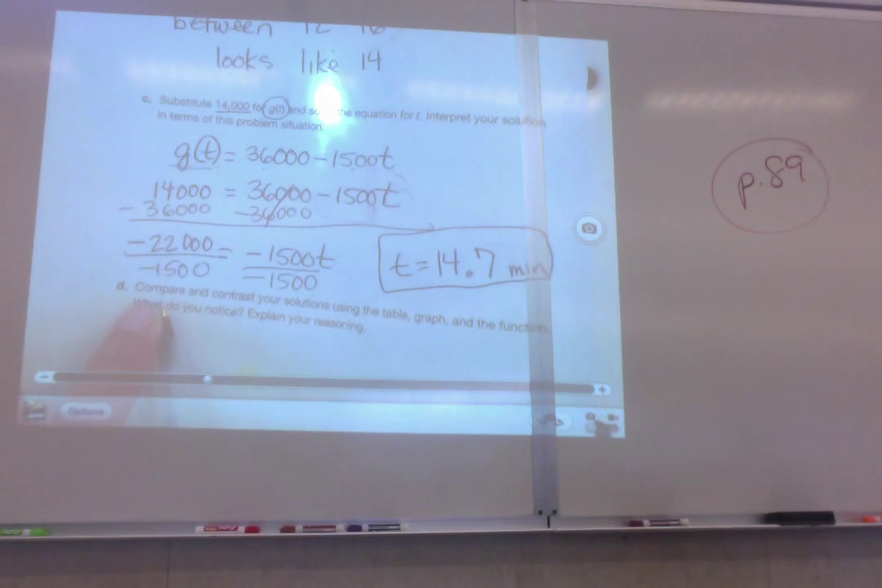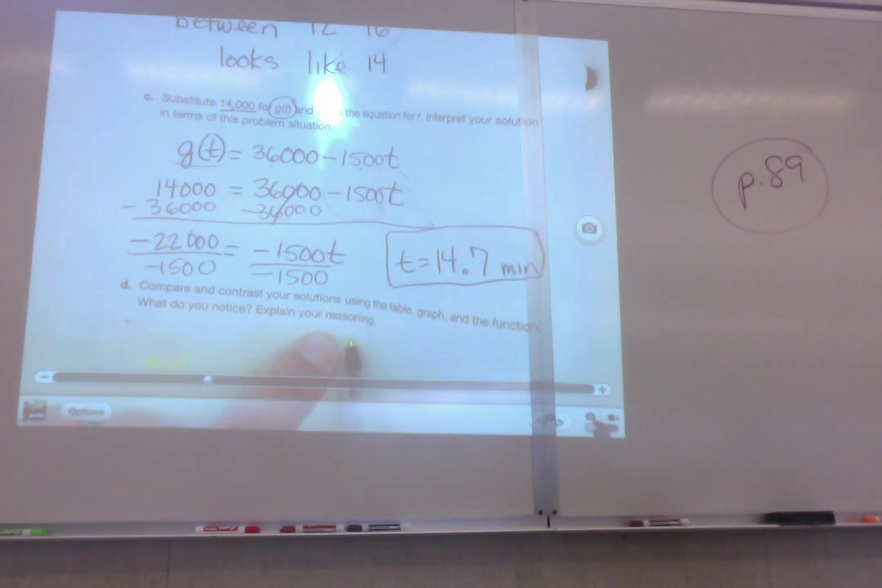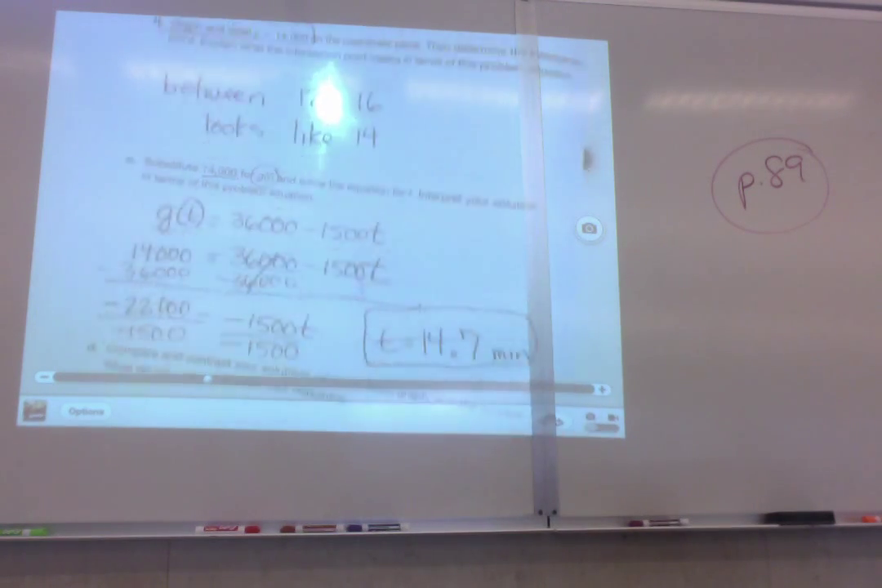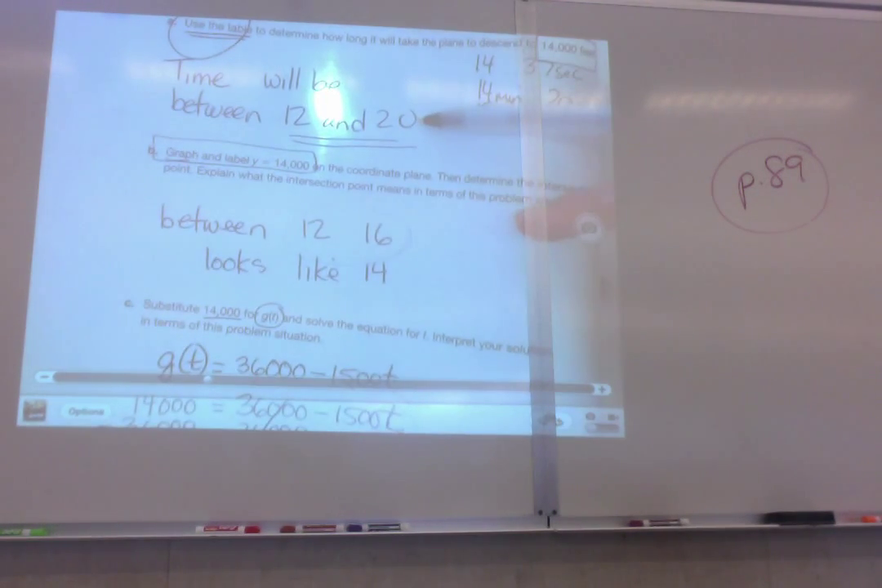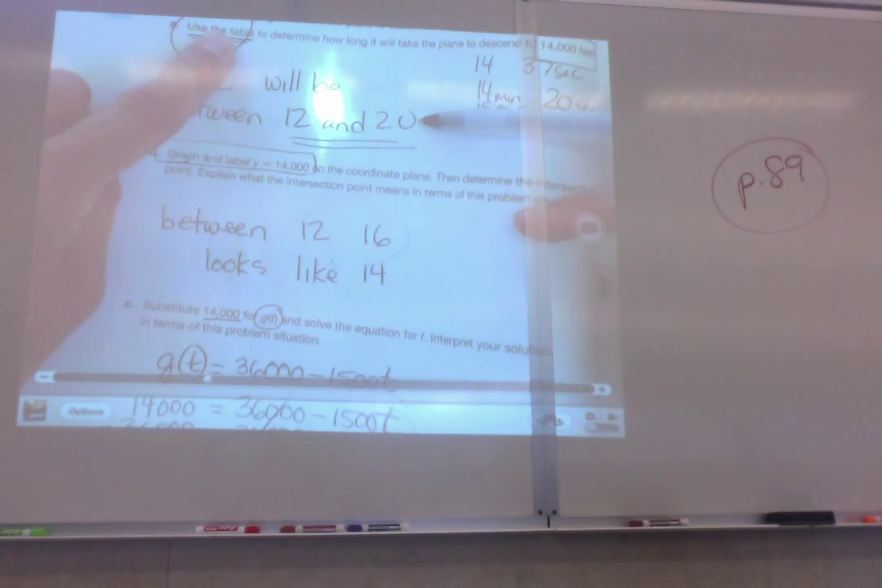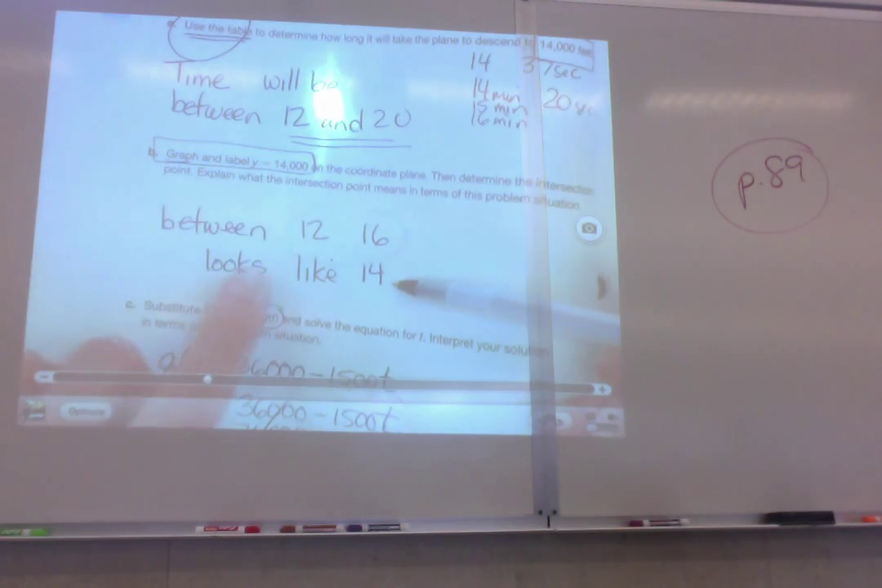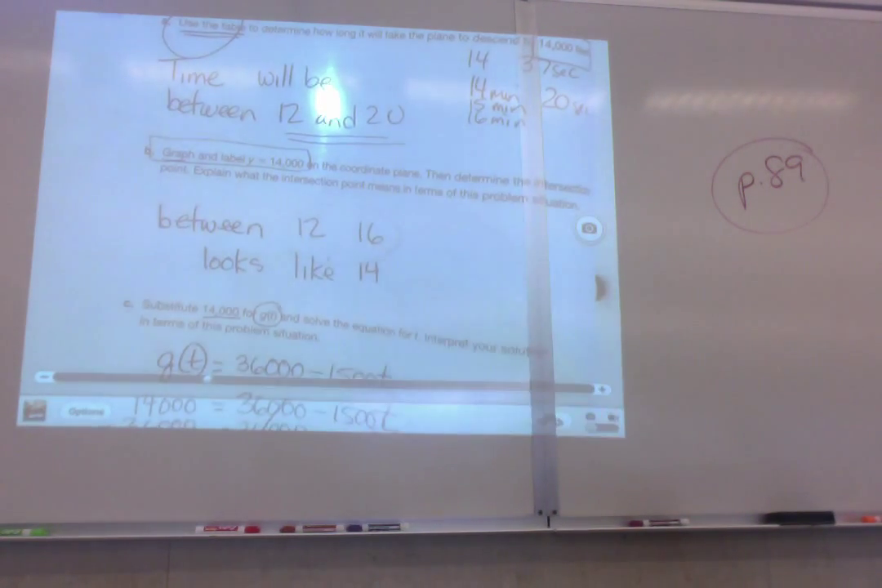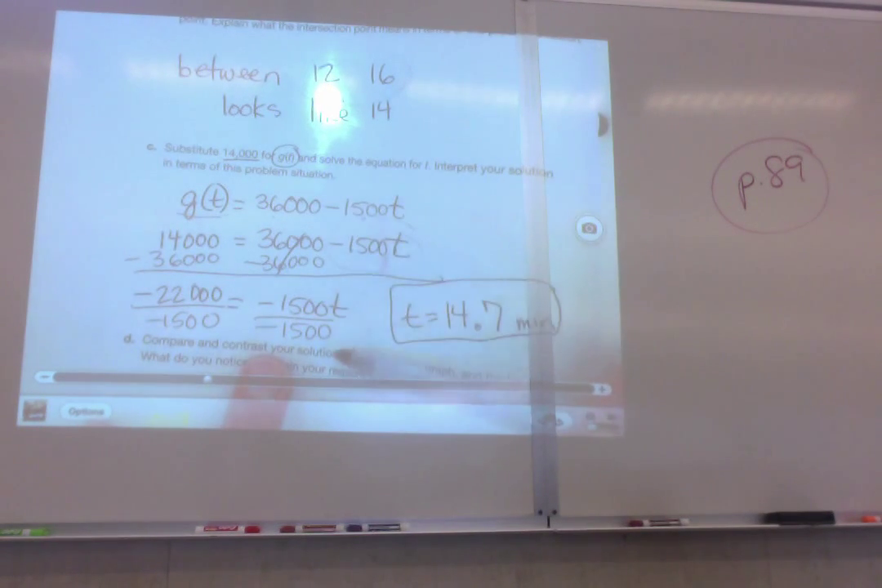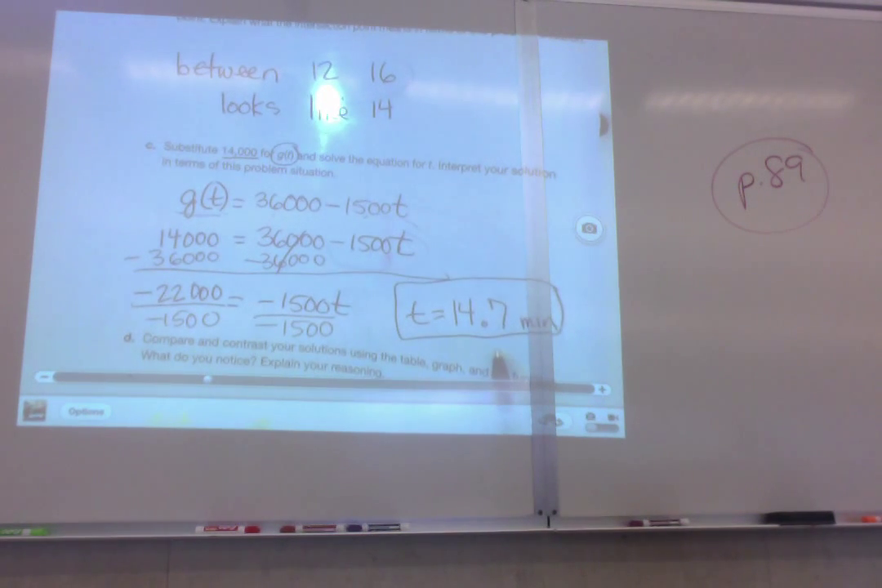Okay, then you were going to compare and contrast. What do you notice? And explain. Okay, Kenya, what did you notice? We're looking at D. What did you write down for D? Okay, well, hey, look at these. Here was one way of doing it using the table. We got between 12 and 20. Here was another way of doing it using the graph. We got between 12 and 16. And then here was another way of solving the same question using the function. And we got a number exactly.